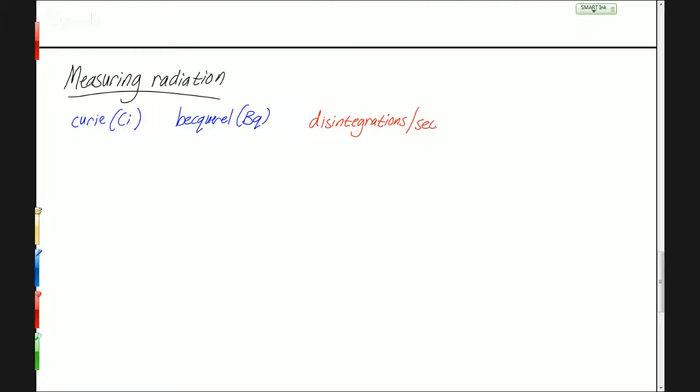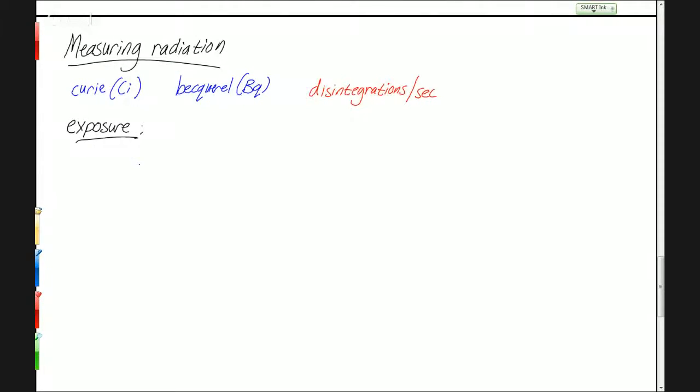But the other way to measure the radiation is by exposure. So the one side is like how much is it giving off, and the other side is exposure. And these are some units that you should know, because these have lots of important uses in like occupational health and safety, that kind of stuff. Two main units we're going to look at, the rad and the rem.